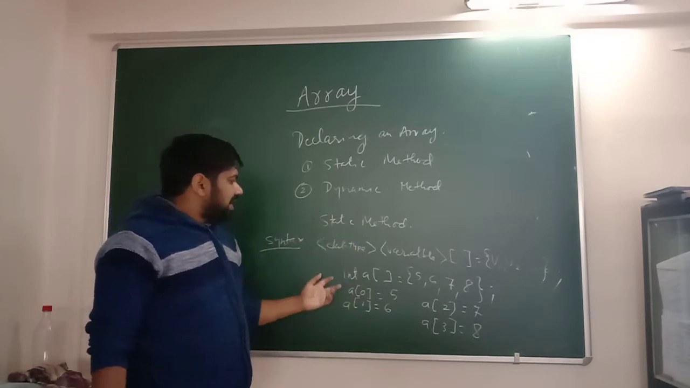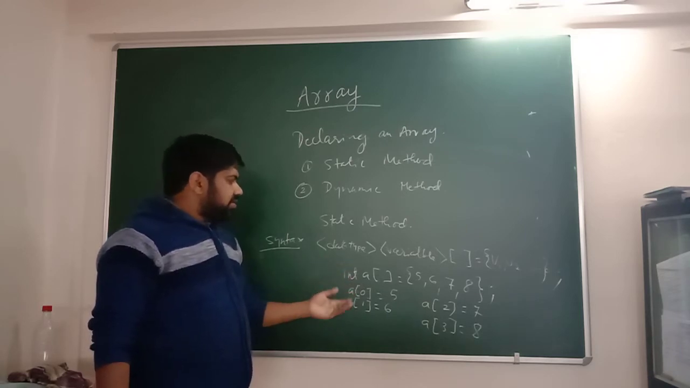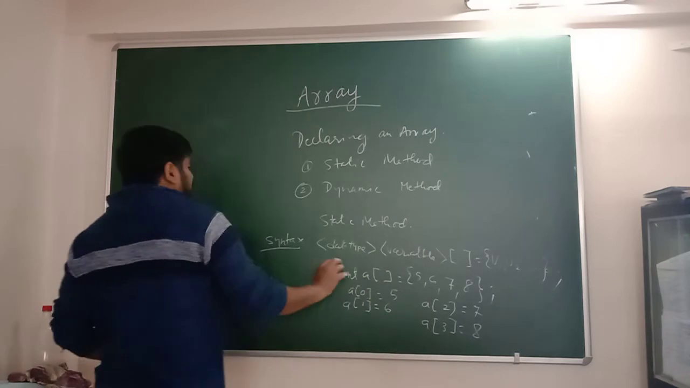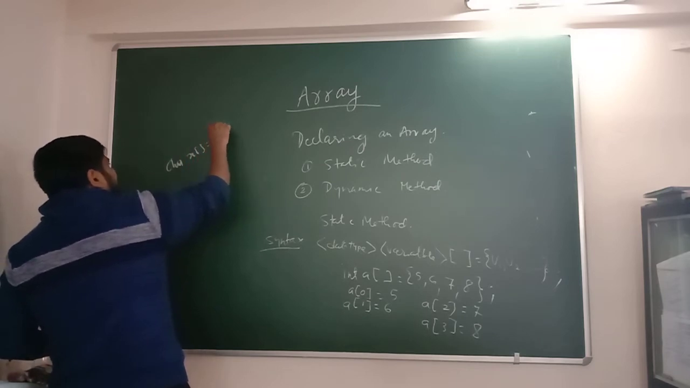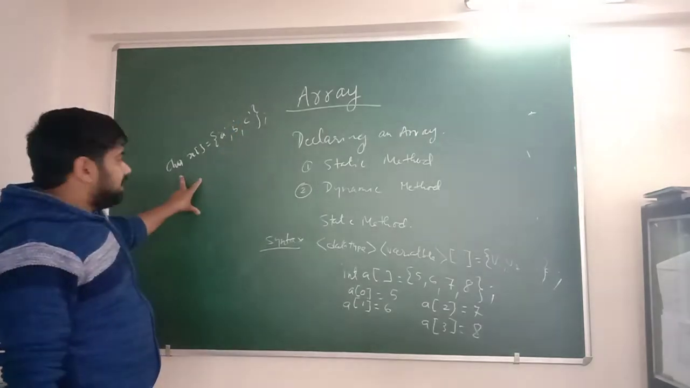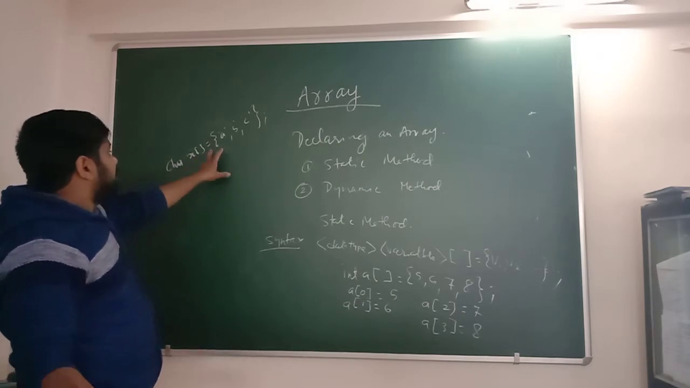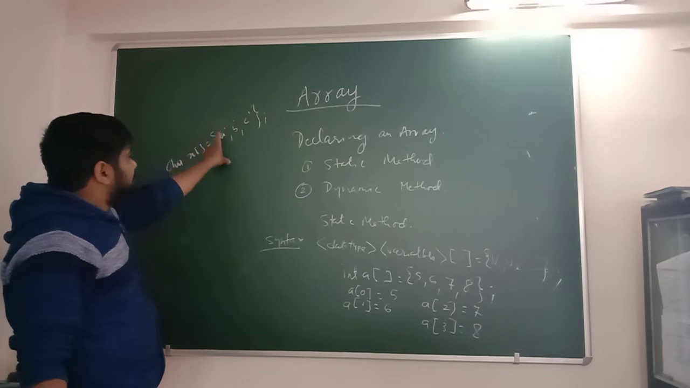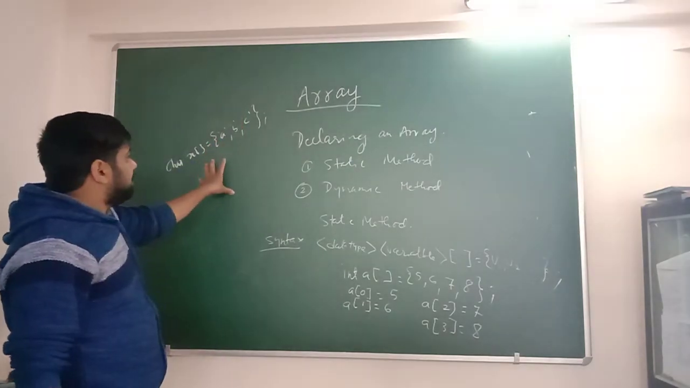In the static method we declare an array in this way. Values are already given. It can be in the form of strings also, or characters. If you want to declare characters, it's very simple: char x, and after that you declare a, b, c. Here x is the name of the array and it stores character type, so each is written within single quotation marks: 'a', 'b' and 'c'. This is how we declare a character array.